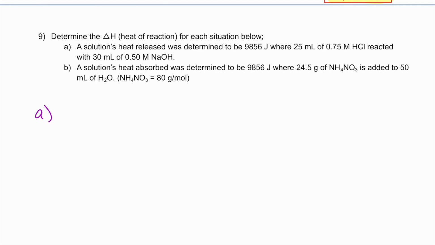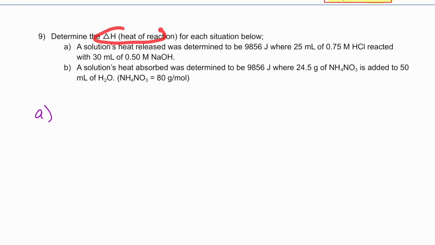A solution's heat released was determined to be 9856 joules, where 25 mL of 0.75 molar HCl reacted with 30 milliliters of 0.5 molar NaOH. What? So I don't understand what it's asking. Well, here's what it's saying, though.